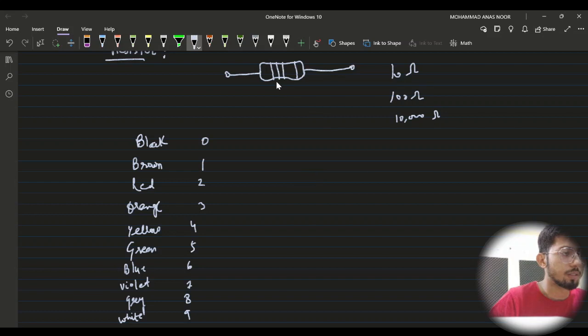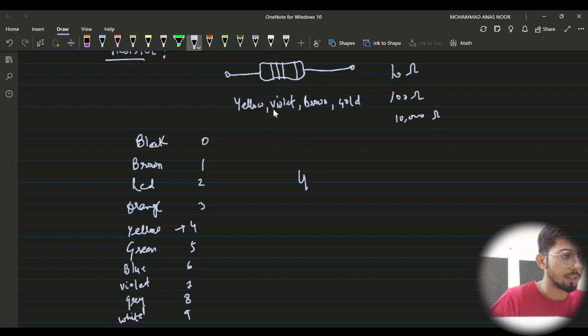Now for the first color, let us say we have yellow, violet, brown, and maybe gold. This is a resistor and it has these four colors. We want to find the value associated with it. So the first color is yellow. Yellow has a 4, so 4.